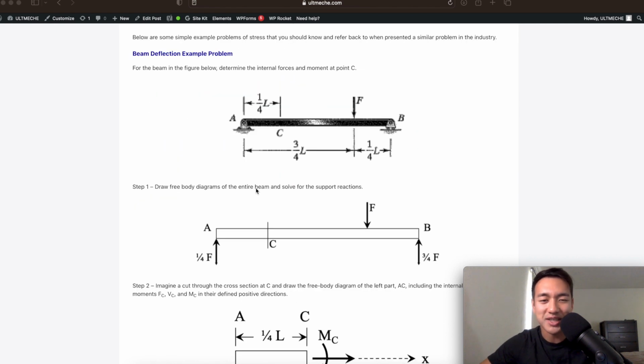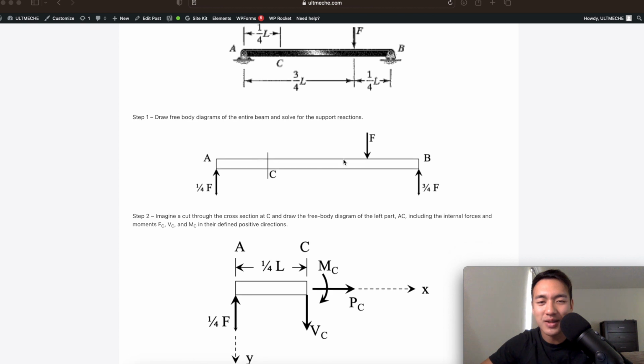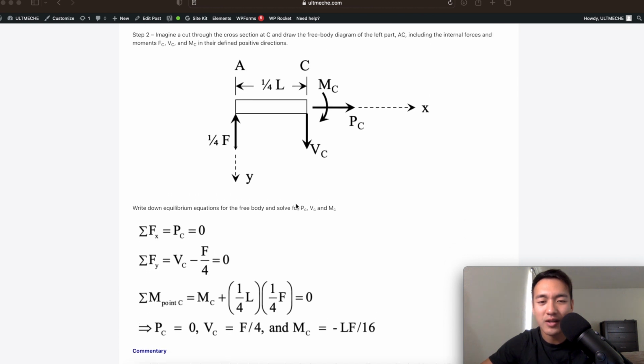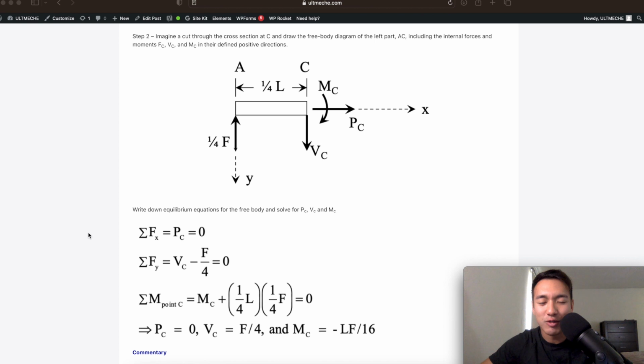And then we have a couple example problems here. So let's say we take this beam deflection problem. We want to determine what the internal forces are at F, given the point at C. Draw a free body diagram. We're going to cut through the cross section and basically write our equilibrium equations as shown. So I'm not going to go too in detail into this. This is just kind of a high level overview of what type of problems you're going to see. And I'm just trying to bridge together what it is between theory and application.